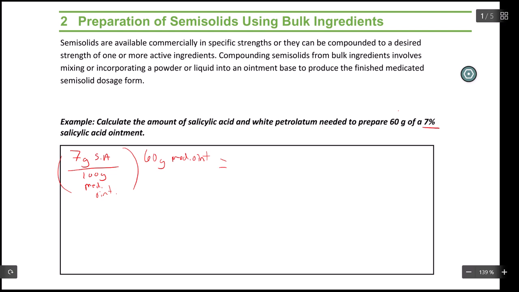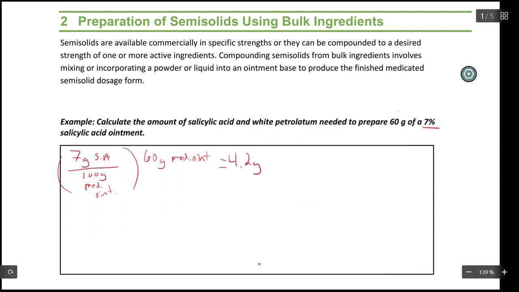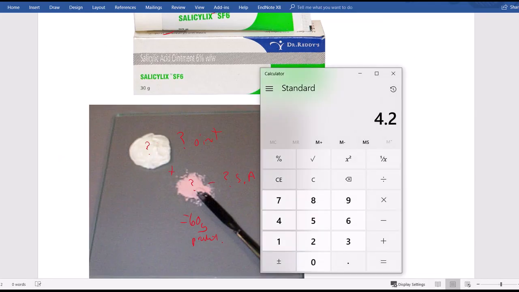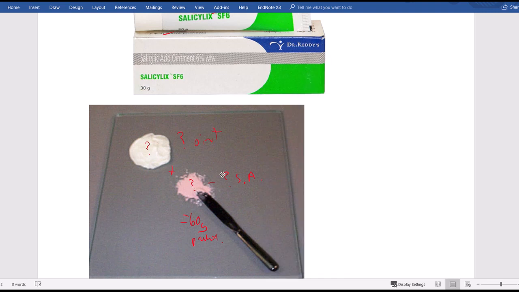In this case, if I take my calculator and I know that I need 7 grams of salicylic acid every time I want to make 100 grams of product, and I don't want to make 100, I want to make 60, I need 4.2 grams of salicylic acid. So in my picture here that I was drawing earlier, I need 4.2 grams of salicylic acid. So now I know what I need. But how much of this do I need? How much ointment do I need? Well, that's the next step.